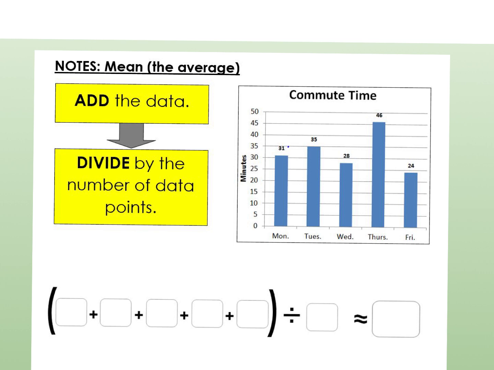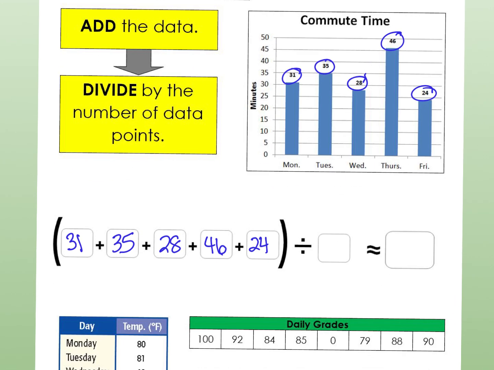Our numbers are here on top of the bars. So we're going to do 31 plus 35 plus 28 plus 46 plus 24. And then because we have 5 numbers in our data, 1, 2, 3, 4, 5, we're going to divide by 5. If we had 10 numbers, we would divide by 10. The next thing we're going to do is add up all the numbers, and we will be using calculators for this unit.